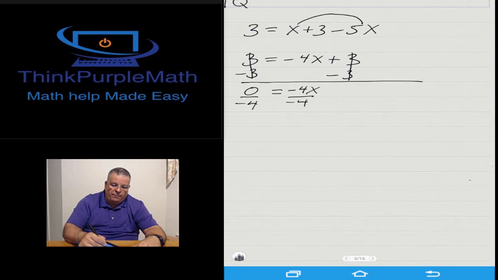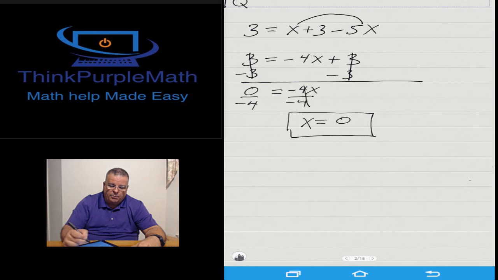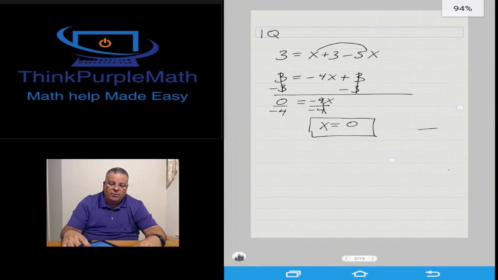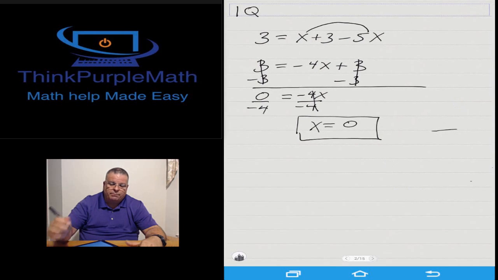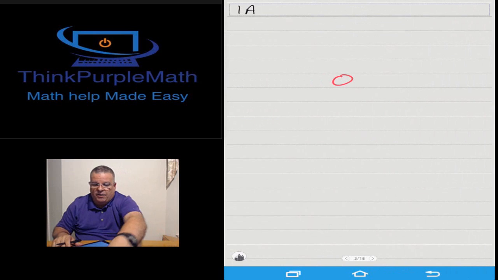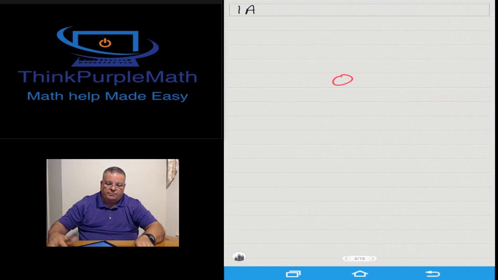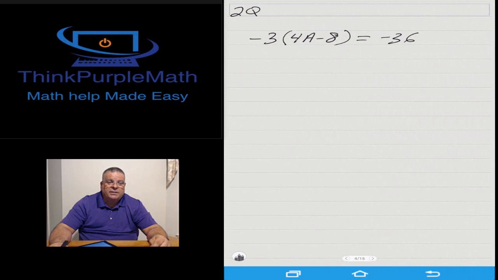Divide both sides by negative 4. I have my x. 0 divided by any number is 0. So our final answer for problem number 1, 1Q, is 0. We'll go ahead and flip it, take a look, and there you are. 0. Next question, 2Q, I have a negative 3 times the quantity 4a minus 8 in parentheses is equal to negative 36.